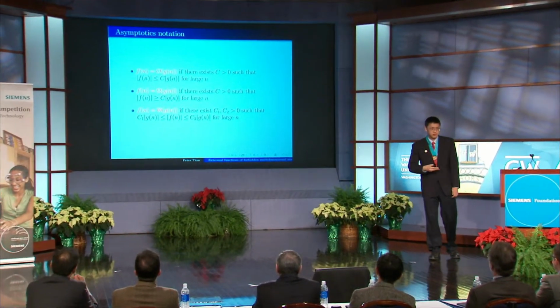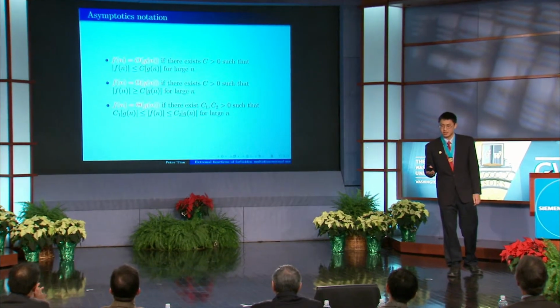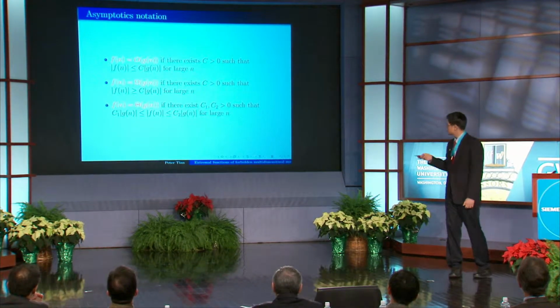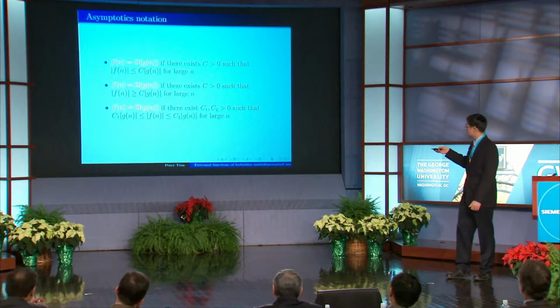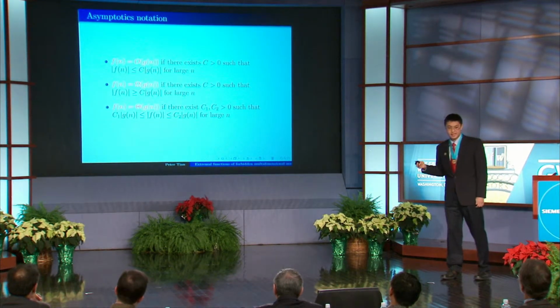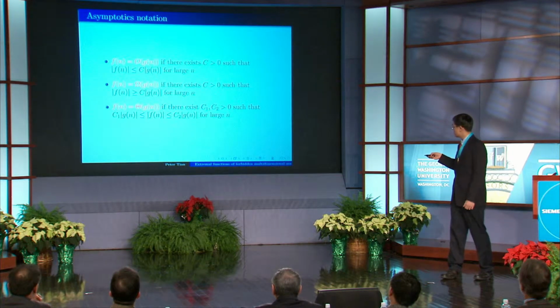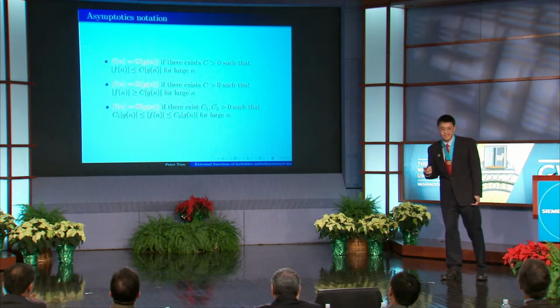So now I'll briefly describe the asymptotics notation that I use in my results. The first, big O, means f grows at most as fast as g. The second, big omega, means f grows at least as fast as g. And the third, big theta, means f grows as fast as g.